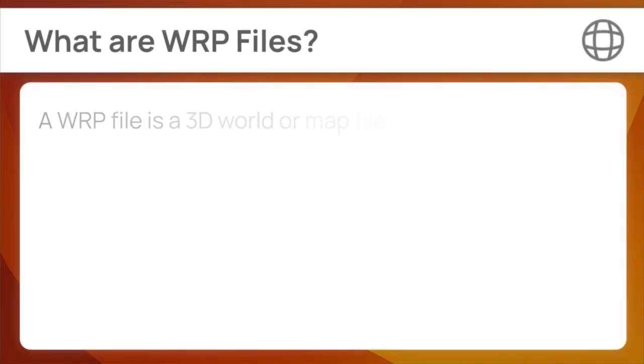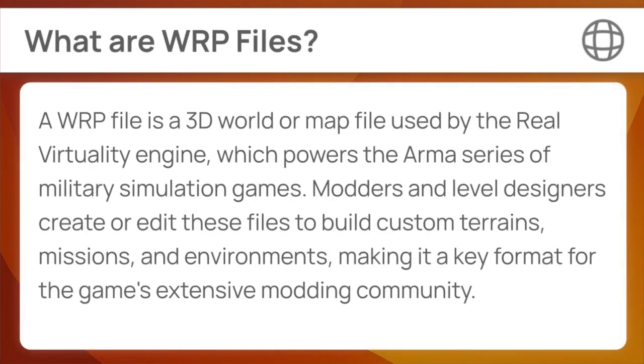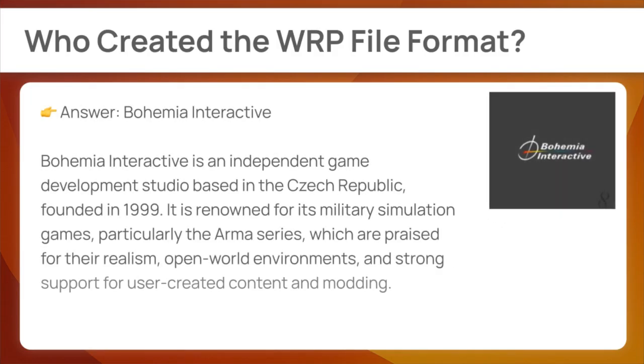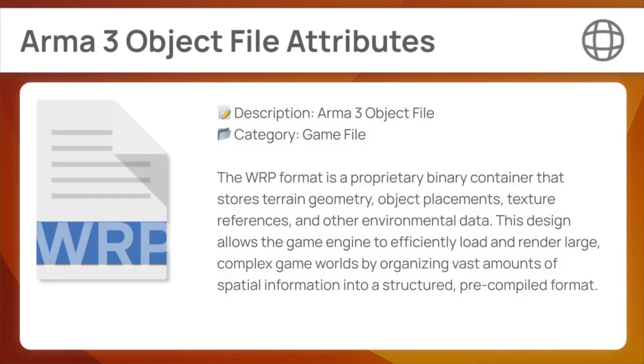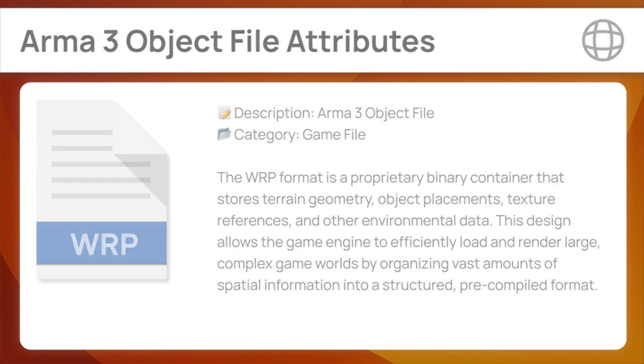A WRP file is a 3D world or map file used by the Real Virtuality engine, which powers the Arma series of military simulation games. Modders and level designers create or edit these files to build custom terrains, missions, and environments, making it a key format for the game's extensive modding community. The WRP format is a proprietary binary container that stores terrain geometry, object placements, texture references, and other environmental data. This design allows the game engine to efficiently load and render large, complex game worlds by organizing vast amounts of spatial information into a structured, precompiled format.